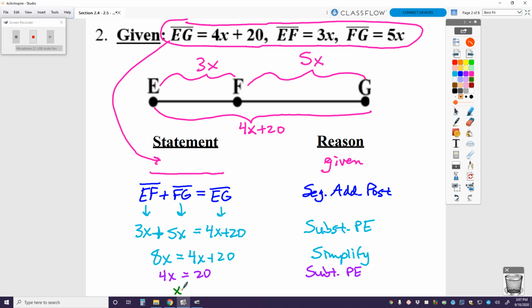And then last but not least, we can divide the 4 over to the 20 and get that x is equal to 5, again with the division property of equality. And we're done with number 2.